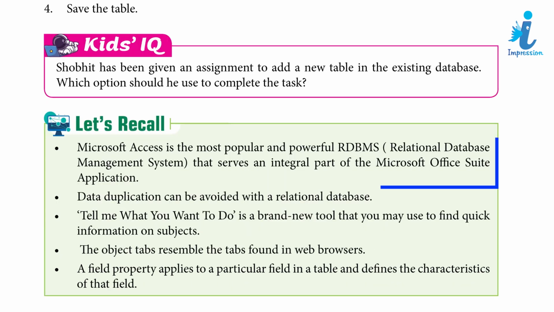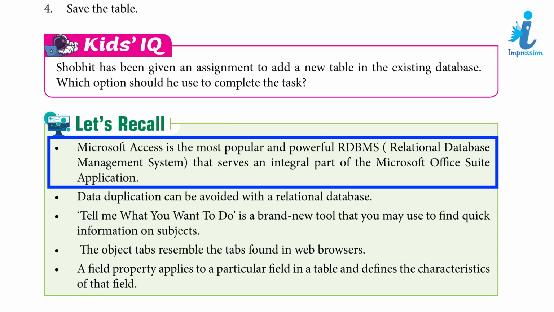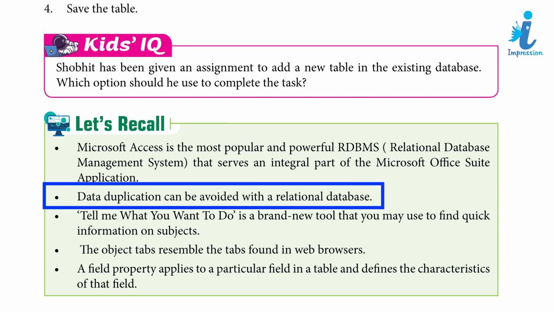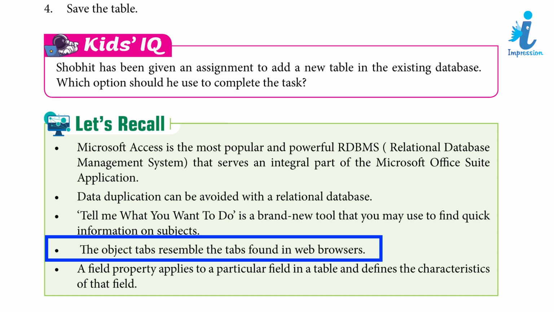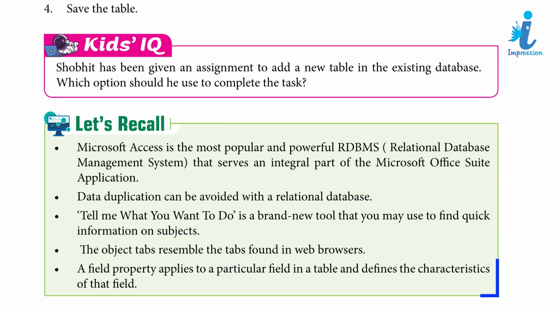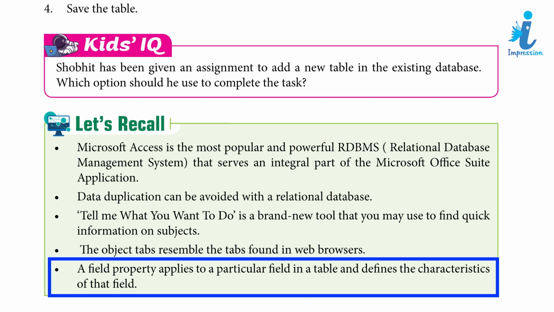Let's recall. Microsoft Access is the most popular and powerful RDBMS, relational database management system, that serves as an integral part of the Microsoft Office suite application. Data duplication can be avoided with a relational database. Tell me what you want to do is a brand new tool that you may use to find quick information on subjects. The object tabs resemble the tabs found in web browsers. A field property applies to a particular field in a table and defines the characteristics of that field.